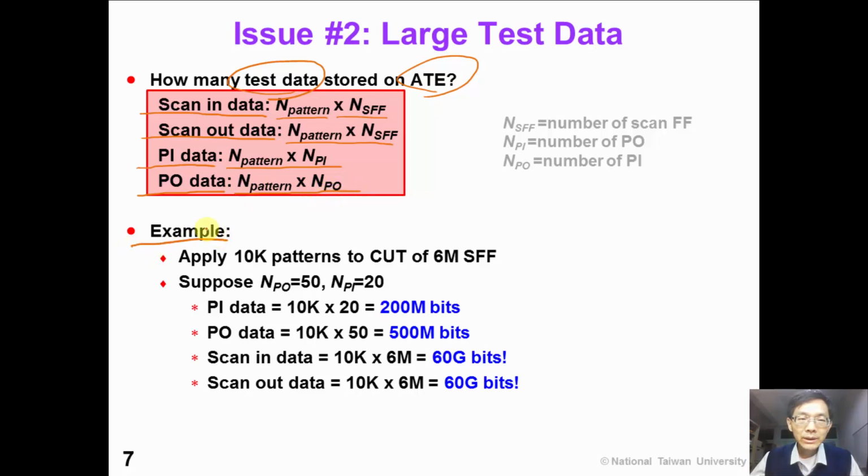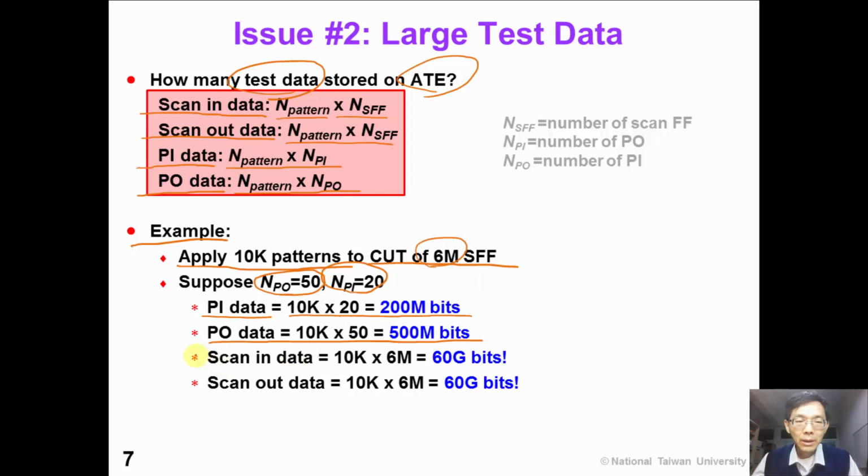Continue from the previous example. Suppose we want to apply 10,000 test patterns to a CUT of 6 million scan flip-flops, and suppose the number of primary inputs is 20 and the number of primary outputs is 50. So the amount of primary input data is equal to 200 megabits, and the amount of primary output data is 500 megabits. They are okay for a tester.